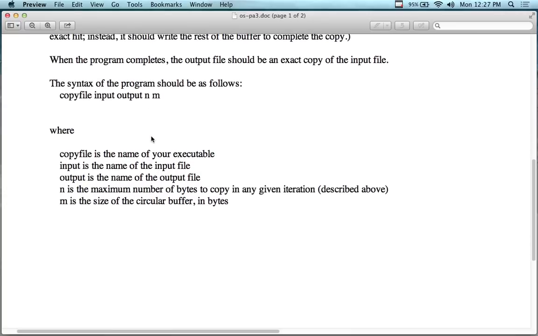So copy file is the name of the executable. Input is the name of the input file. Output is the name of the output file. N is the maximum number of bytes to copy in at a given iteration. So we are putting a ceiling on how many bytes, so it doesn't read the whole entire file all in one shot. And M is the size of the buffer. So the buffer is only 20 bytes long, and N might be 1, or it might be 10, or 15. So N is a random number. And if it hits 20, then you're done.